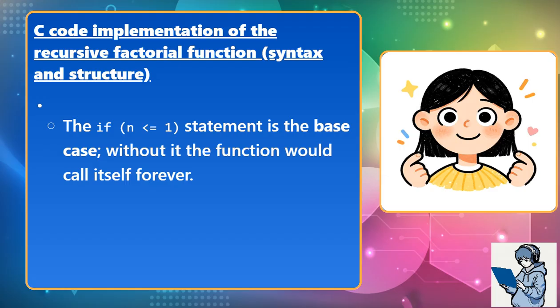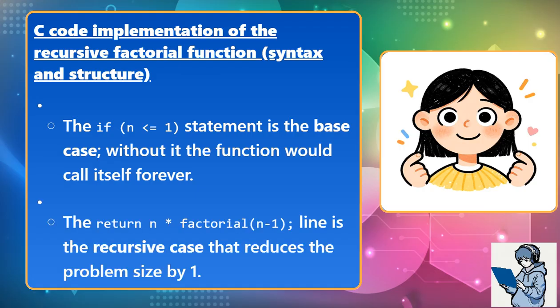The if n less than or equal to 1 statement is the base case; without it the function would call itself forever. The return n times factorial(n minus 1) line is the recursive case that reduces the problem size by 1.